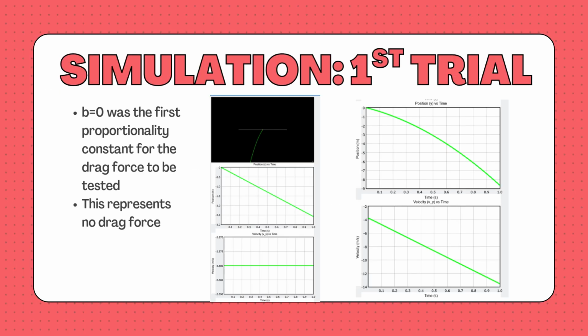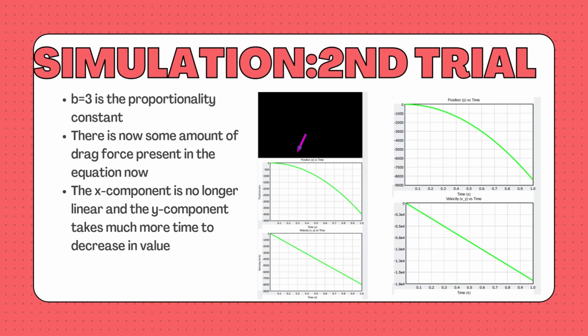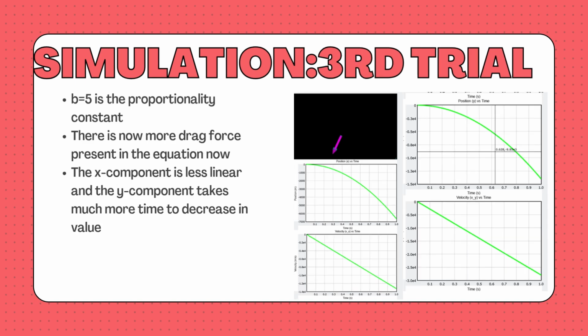For the first trial in the simulation, the proportionality constant was set to 0, and this essentially represents no drag force, shown in these graphs right here. For the second trial, b was increased to 3. There is now some amount of drag force present in the equation, and the x component is no longer linear, and the y component takes much more time to decrease in value. Finally, the proportionality constant was increased to 5 for the third trial. There is now even more drag force present in the equation. The x component is even less linear, and the y component takes much more time to decrease in value.